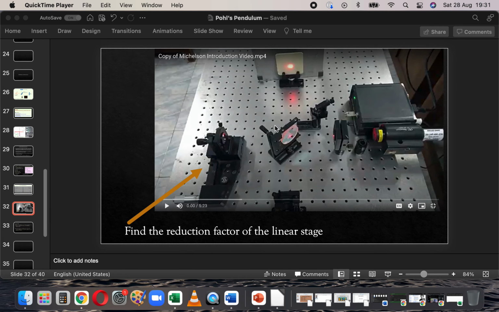Now for the second part of the experiment, this is the linear stage, and you can see a screw gauge here. It's partially hidden, but you can see the screw gauge here. Now when the screw gauge moves, the mirror actually moves by a much smaller distance. There's a reduction factor. That reduction factor is also called the calibration constant. That's what you need to find out.